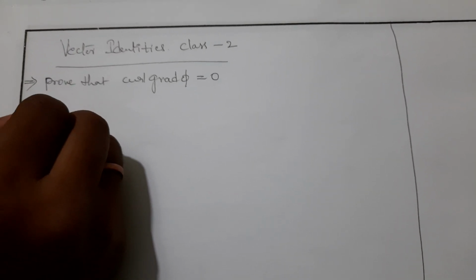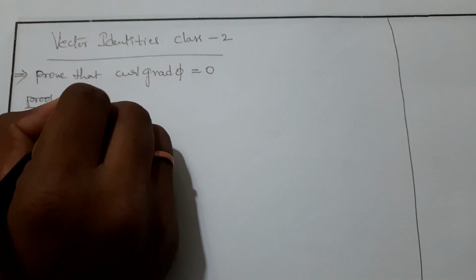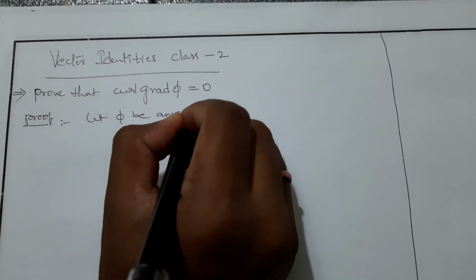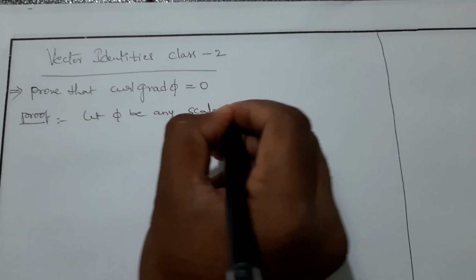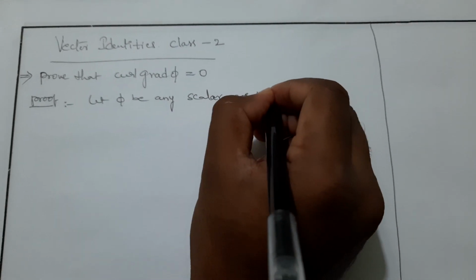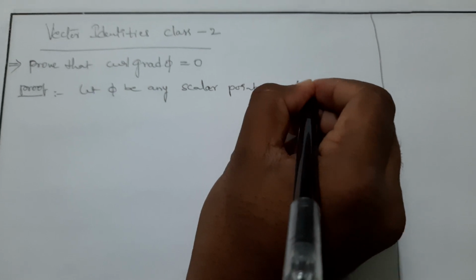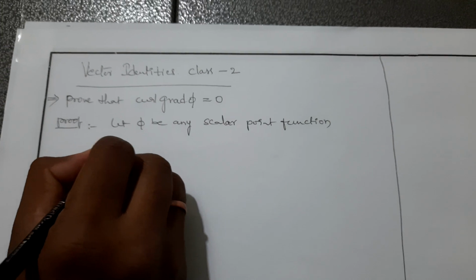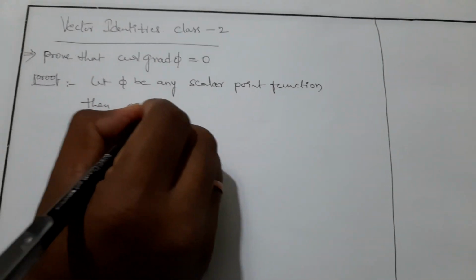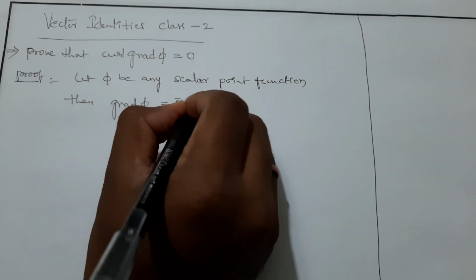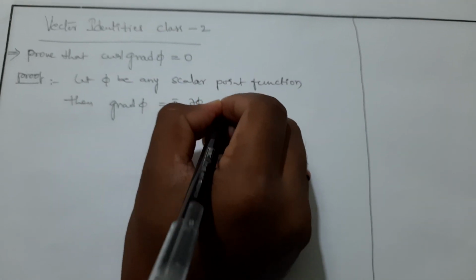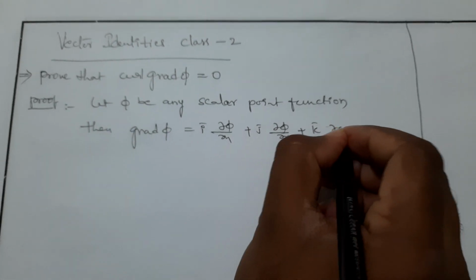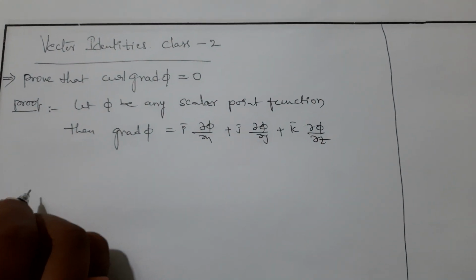Proof: let pi be any scalar point function, and grad pi is equal to, what is grad pi value? Grad pi is equal to i bar into dou pi by dou x plus j bar into dou pi by dou y plus k bar into dou pi by dou z. This is grad pi value.